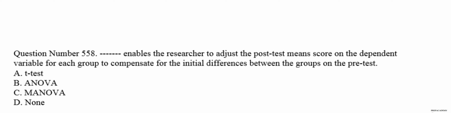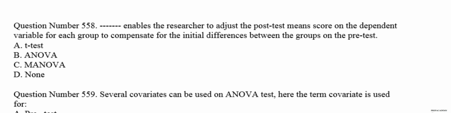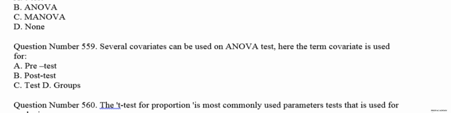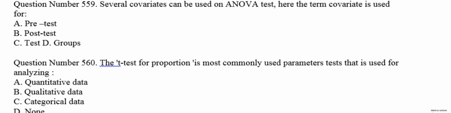Question number 558. Enables the researcher to adjust the post-test mean score on the dependent variable for each group to compensate for the initial differences between the groups on the pre-test. A. T-test. B. ANOVA. C. MANOVA. D. None. The correct answer is option B. ANOVA.